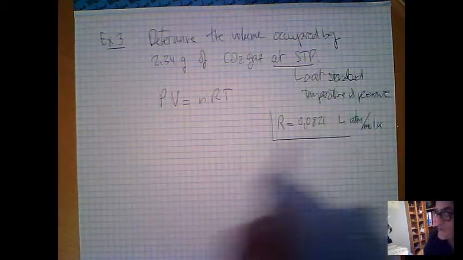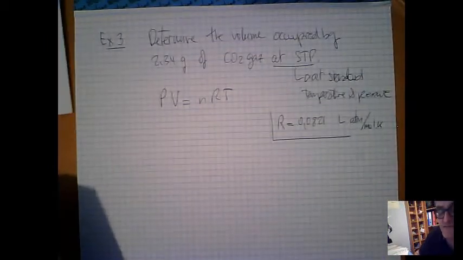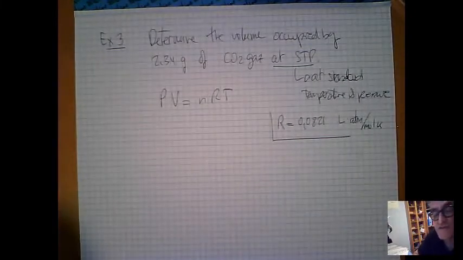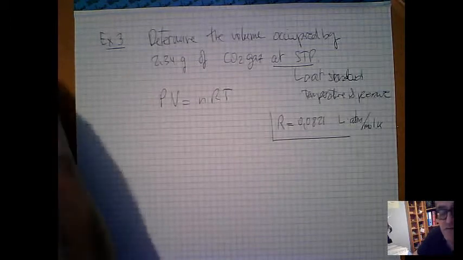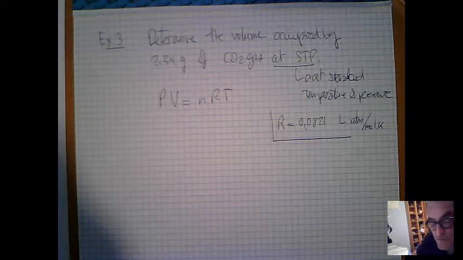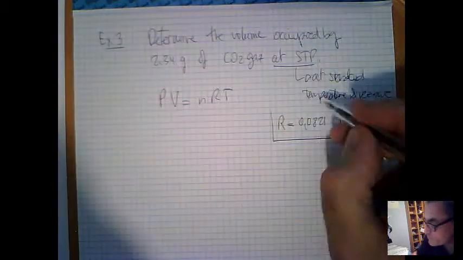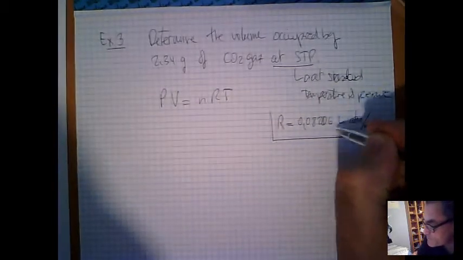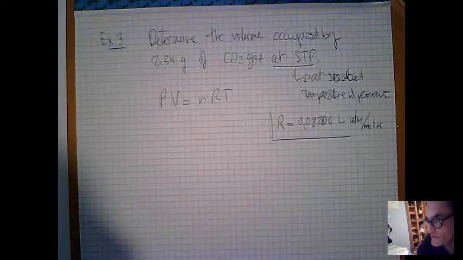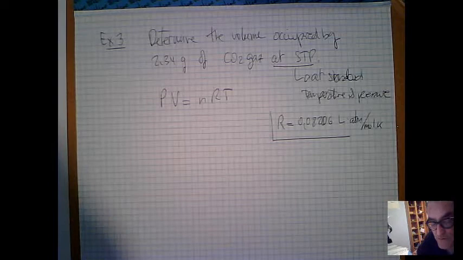So be careful, this R can have different values according to which units we are using. For instance, this exercise, I took it from a chemistry book, and in chemistry books, they do things a bit differently. 0.08206, okay, this is the R constant. It's not complicated, you just need to compute all these things. Can you try to do it? Are you trying?